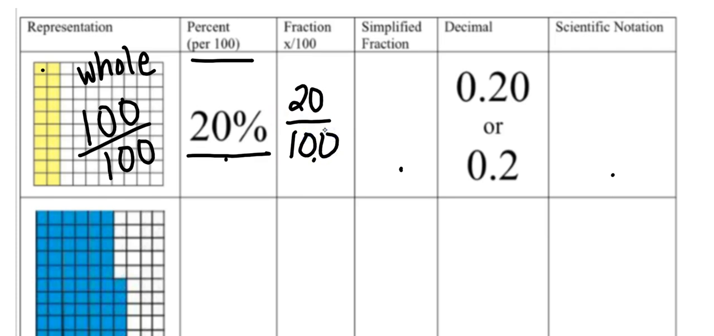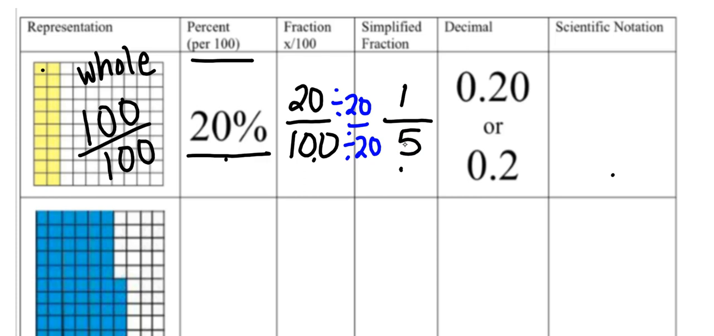Now if we want to simplify a fraction, this should be review, we're going to try to figure out the biggest number that goes into both the numerator and the denominator evenly. So I know that 20 goes into both 20 and 100. If I divide by 20 over 20, which is the same thing as dividing by 1, I get 20 divided by 20, which is 1, and 100 divided by 20, which is 5.